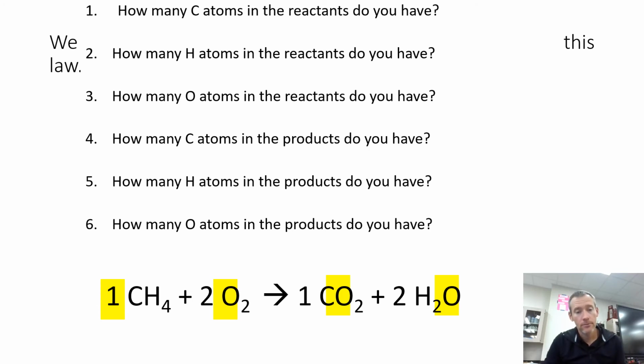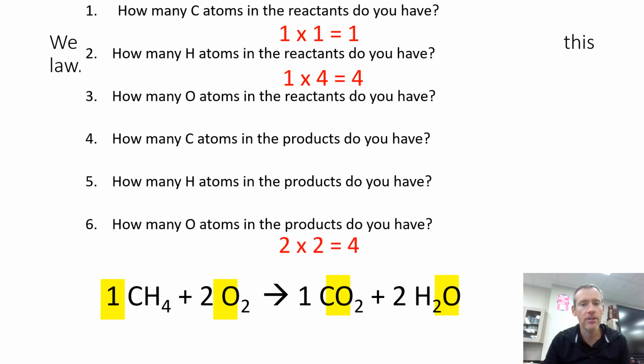Now, we use the coefficients to tell you how many atoms there are. So there's a difference between number of molecules and number of atoms. So for the coefficient, this is where you have to multiply by the number of atoms you have in that one molecule. So for carbon, 1 times 1 is 1. For hydrogen, it's 1 times 4, because there's 4 after the H in CH4. Oxygen atoms in the reactant, 2 times 2 is 4.